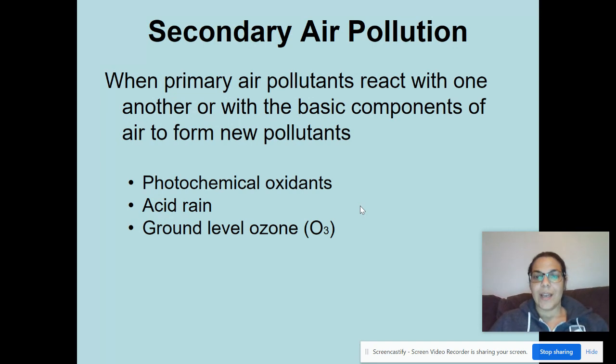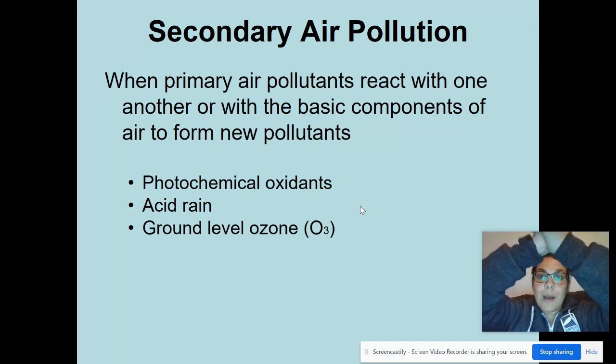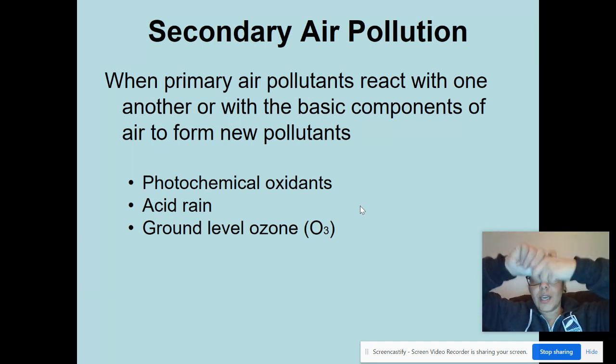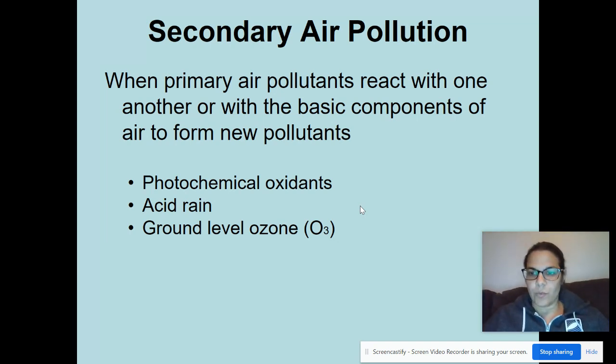Secondary air pollution is when two primary air pollutants come together, usually along with sunlight, and they create new pollutants, like photochemical oxidants, acid rain, and ground level ozone, which is different than the ozone that is in the ozone layer. That's our good ozone. Ground level ozone in the troposphere is bad ozone, a respiratory irritant. Okay, key word for air pollution: respiratory irritant.